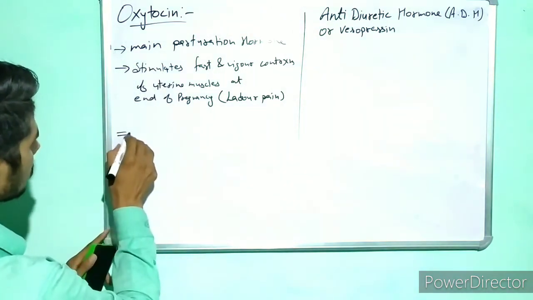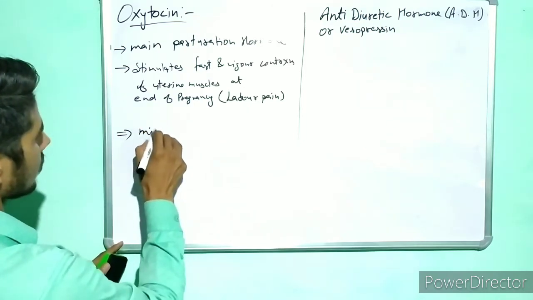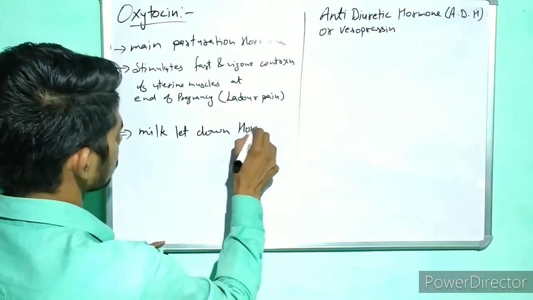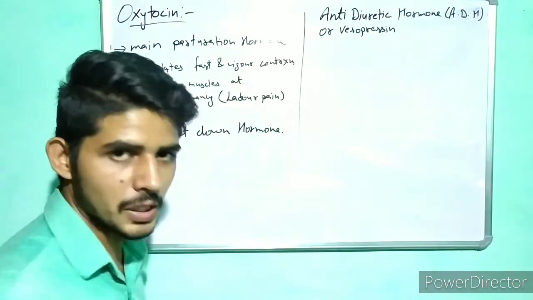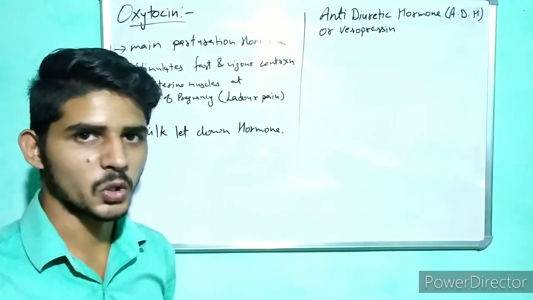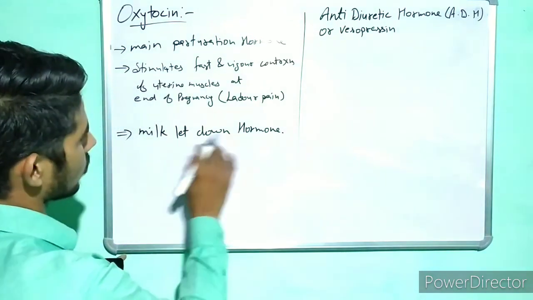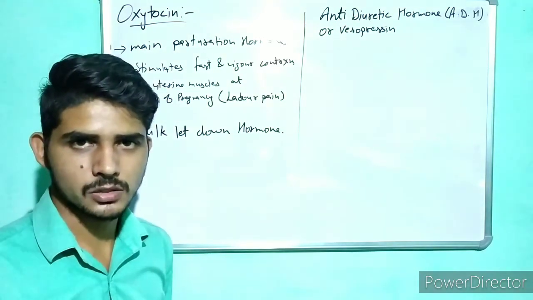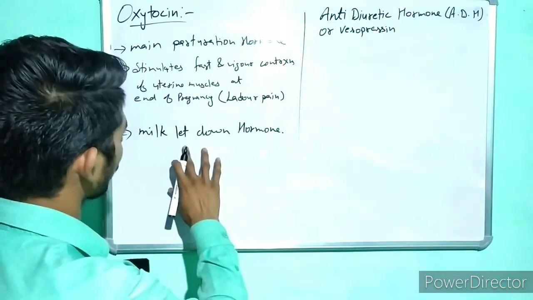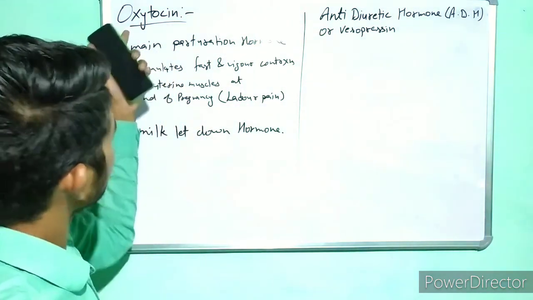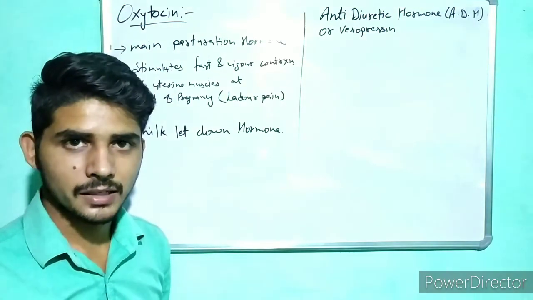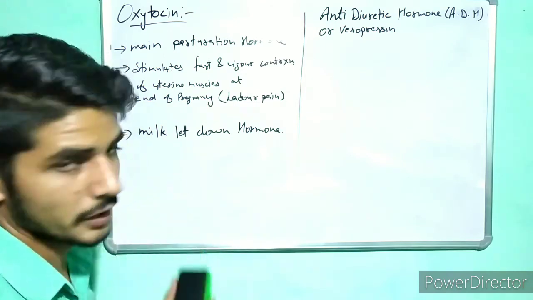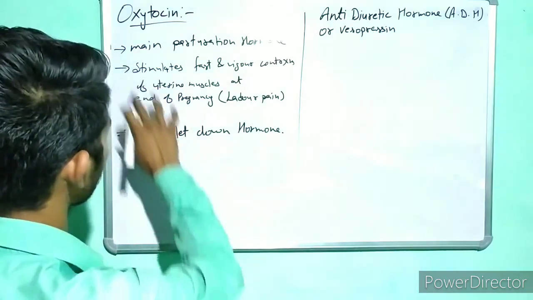And oxytocin is also known as the milk letdown hormone. Milk formation is performed by the prolactin hormone, while oxytocin is the milk letdown hormone. During the suction of the breast by the baby, this hormone is secreted, which stimulates the mammary gland to eject milk for the feeding of the baby. So this is oxytocin hormone.